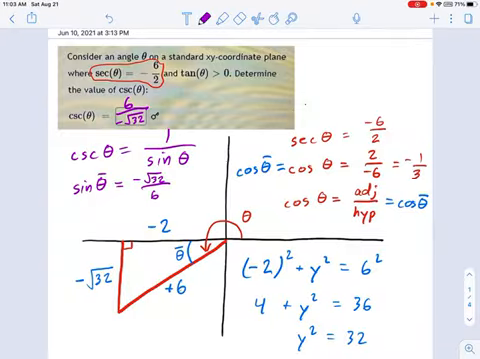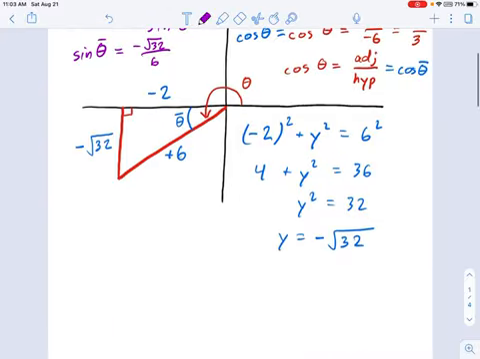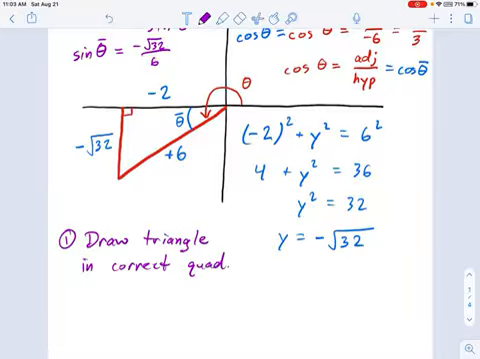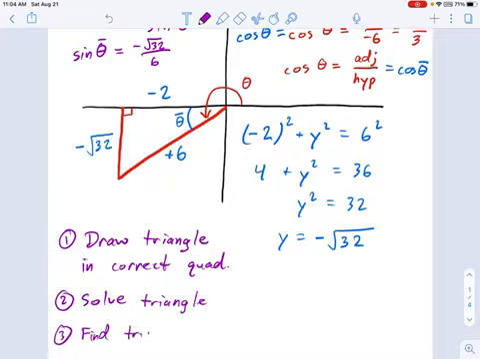It does not matter. As long as you go through the process, let me outline these steps just as a closer. Step 1, draw your triangle, and I mean your reference triangle, in the correct quadrant. Step 2, solve the triangle. And step 3, use that triangle to find the trig function that was asked for.